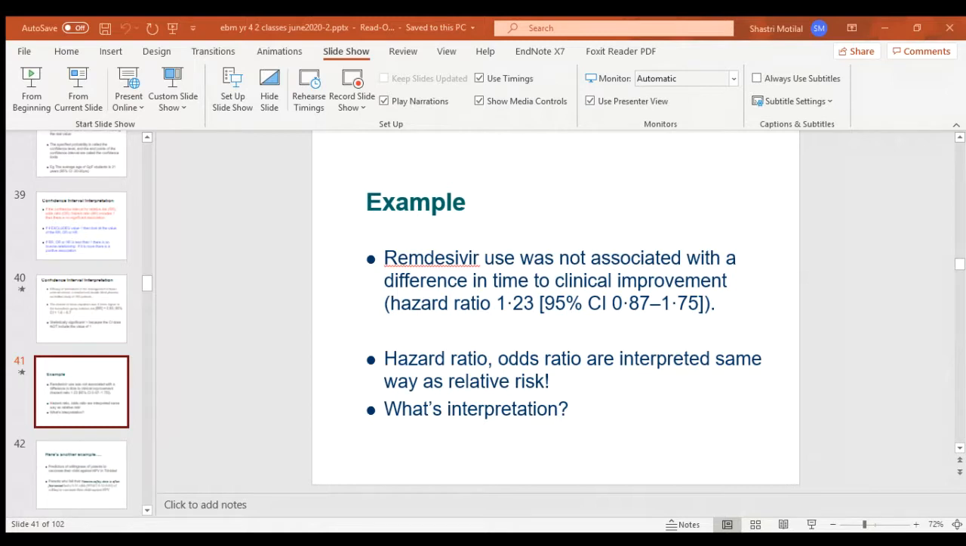So if it includes the value 1, what we're really saying is there's a 95% chance that in this case, the hazard ratio could be 1. And if there's a 95% chance the hazard ratio could be 1, we said a hazard ratio of 1, or odds ratio of 1, or relative risk of 1 means there is no difference between the groups. So in this case, this was the statistical proof that remdesivir was not better than placebo. And that's how we're able to figure it out. Any confusion about that interpretation?